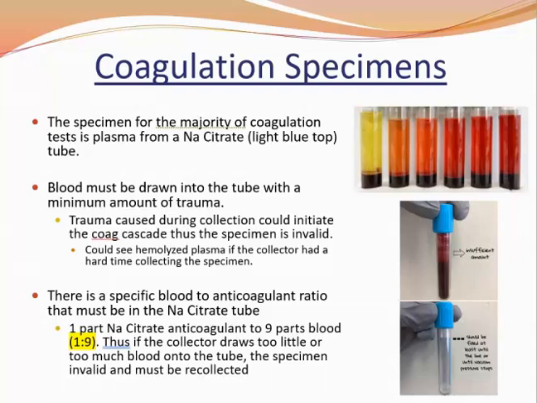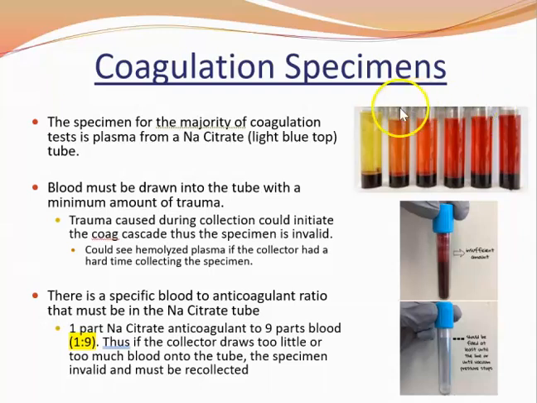If there's hemolysis or hemolyzed plasma in the specimen for your coag test, it can negatively affect the accuracy of results for the specimen. Another thing to consider in your anticoagulant tubes is the anticoagulant to specimen ratio. There needs to be 1 part sodium citrate, which is your anticoagulant, to 9 parts blood. If this is not the case, then the specimen is going to have to be recollected.